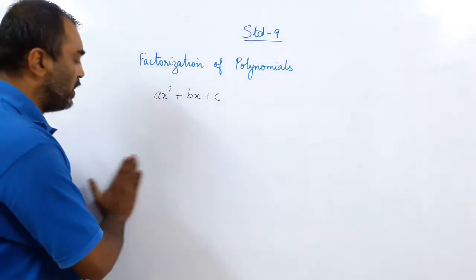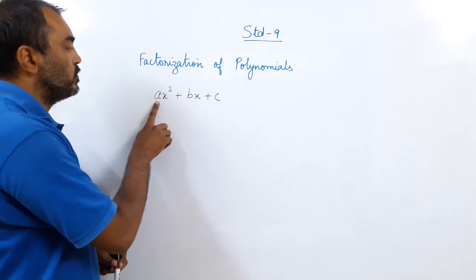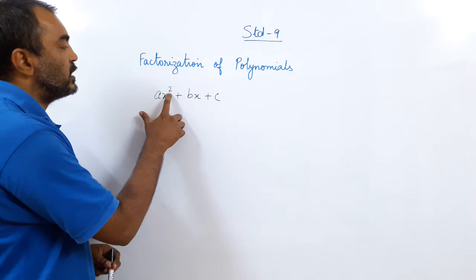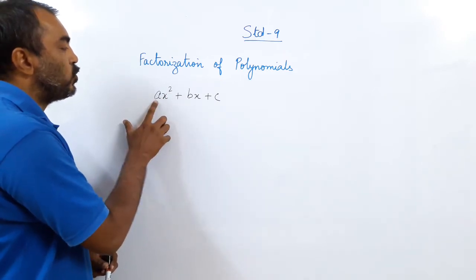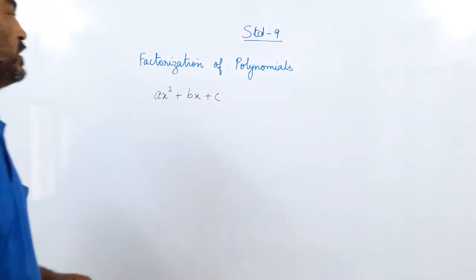Means a quadratic equation has got a degree 2. A should not be 0. In a quadratic equation, the degree is 2. Yes, can you see the highest power is 2. So ax square plus bx plus c. A is the coefficient of x square, b is the coefficient of x, and c is the constant term.